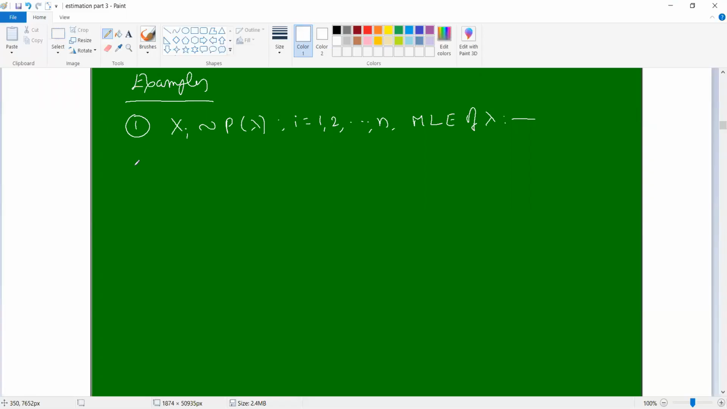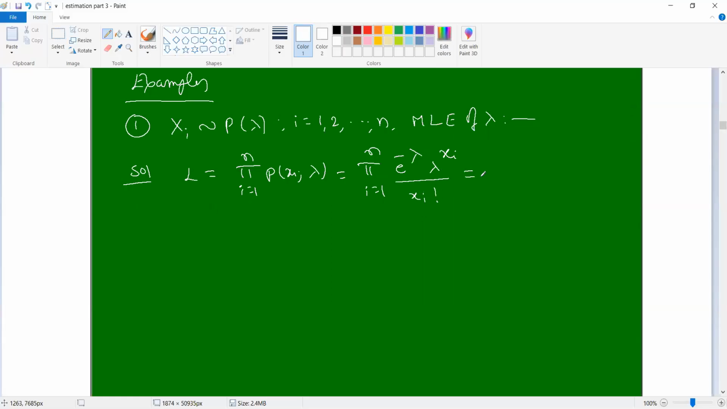Step 1: construct the likelihood function. The likelihood function is equal to the product of the marginals, which is the joint function. Here n samples are there, i is equal to 1 to n. The product of P of xi comma lambda, the probability mass function, is the product for i is equal to 1 to n of e power minus lambda, lambda power xi by xi factorial.